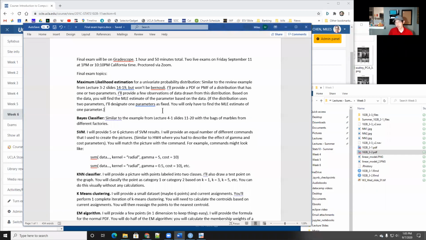So for example, there are distributions that use just 1 parameter, like the Bernoulli distribution and the Poisson distribution. And then there are other ones that use 2 parameters, like binomial and normal and beta and things like that. To keep things simple for you, if it's a distribution of 2 parameters, I'll say treat this one as fixed and go off of that. Okay.